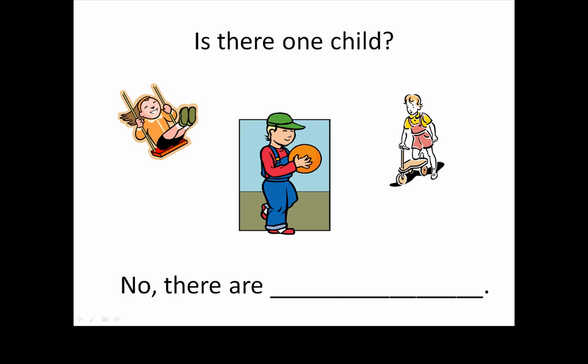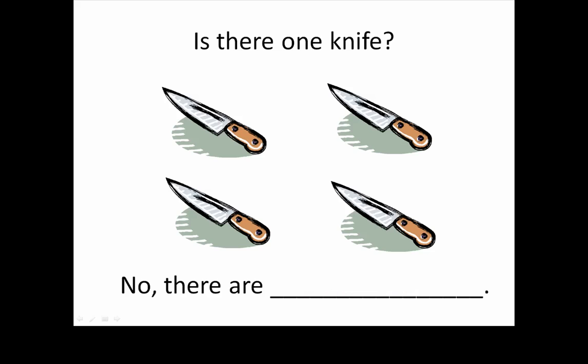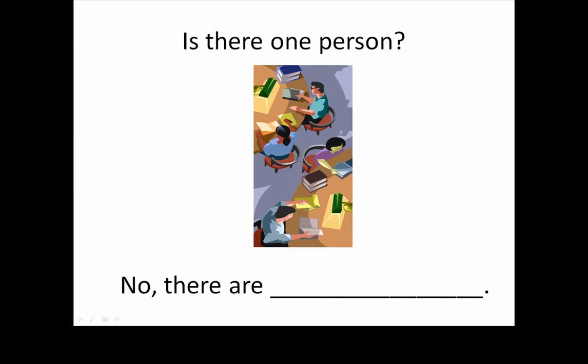Is there one child? No, there are three children. Is there one knife? No, there are four knives. Is there one person? No, there are four people.